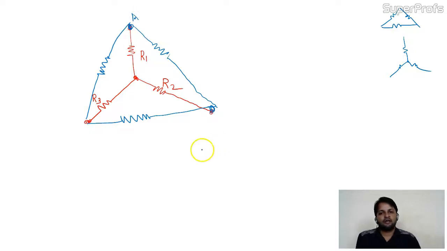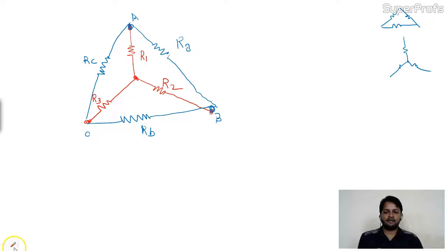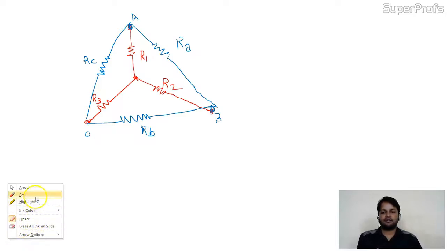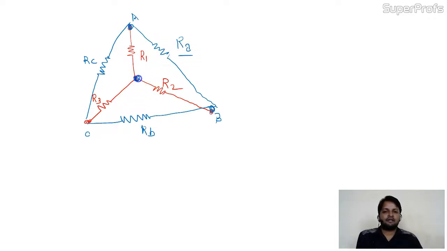Three points A, B and C. Here the values of the resistances are RA, RB, RC. In the star we have three branches, and here also we have three branches. Now come to the formula. Here also we are not going deep, not discussing the derivation of how it comes. Directly we see the formula for RA. We are converting this star into the equivalent delta, so I'll represent RA in the form of star elements, that is, in terms of R1, R2 and R3.